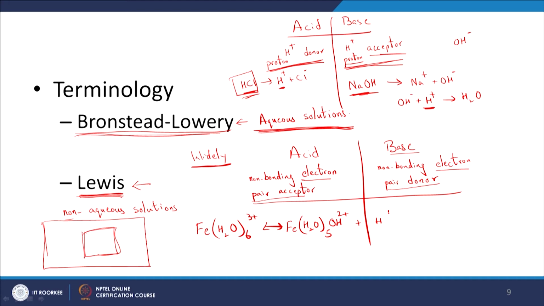plus H plus. So in effect the Fe, or ferric, is pulling electrons from H2O and thereby releasing H plus. So it is an acid here. Why is that? It is pulling the electrons from water. So it is an electron pair acceptor, and that is why you can call this particular complex an acid, and this is one particular example. We do not need to go into that in greater detail though.